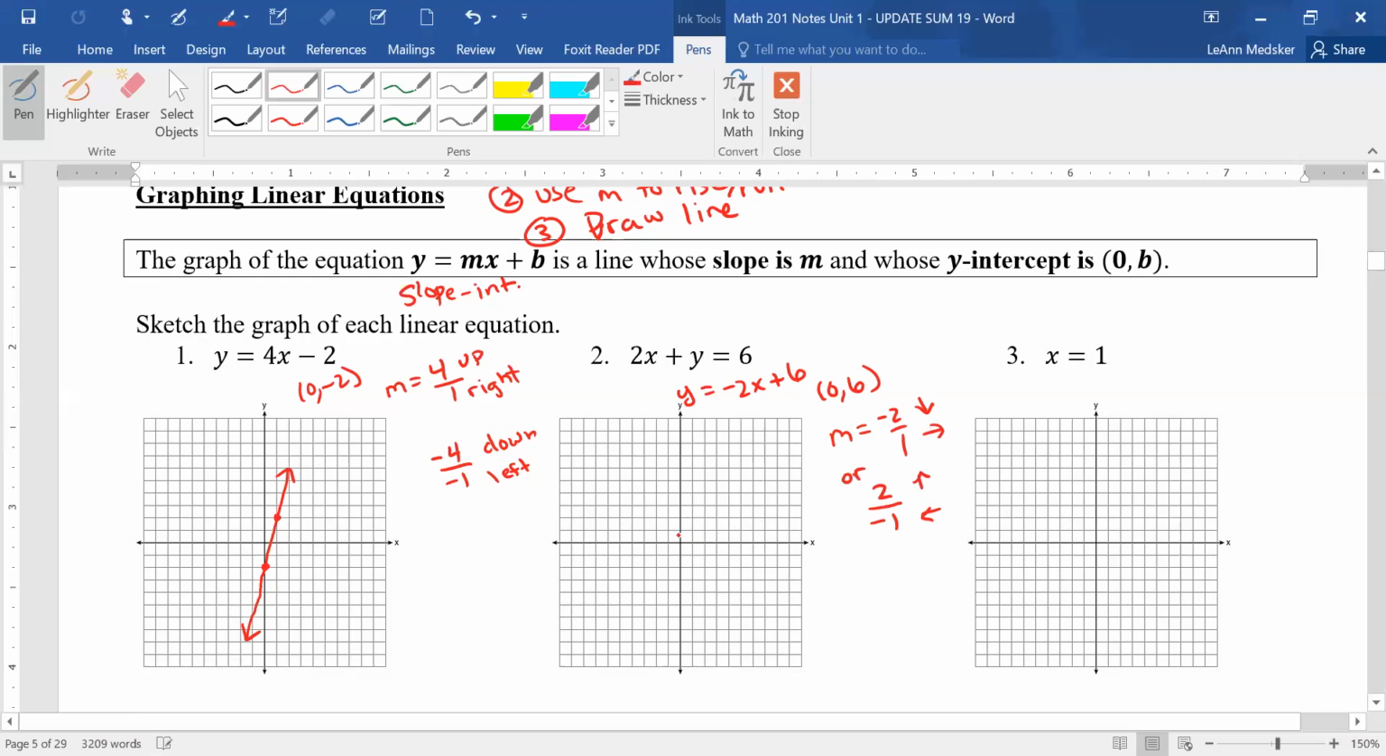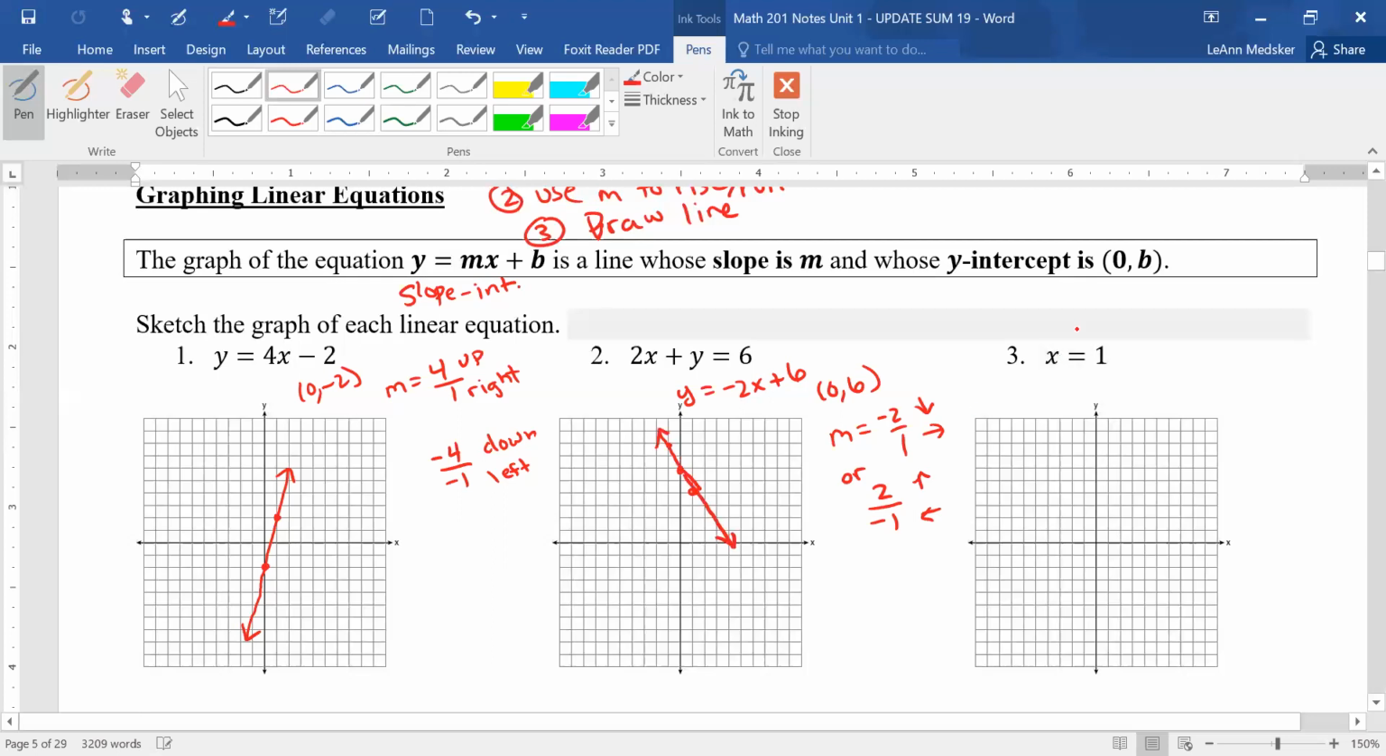So +6, so 1, 2, 3, 4, 5, 6. And then I'm going to go down 2, right 1. That's one of my points. Or I could go up 2, left 1. And notice they're in the same line together.